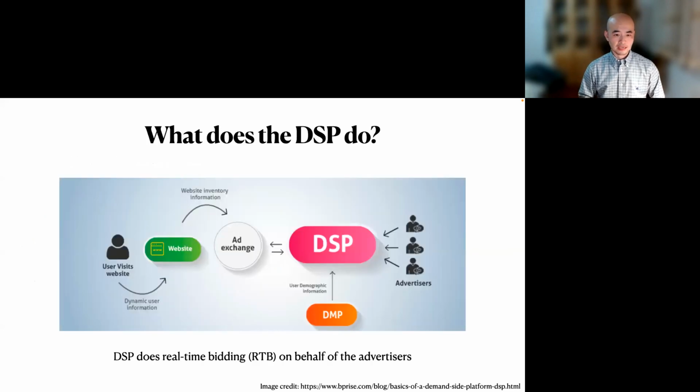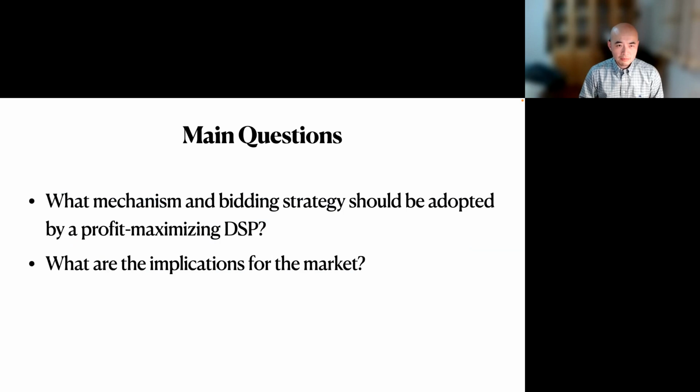As I said, one of the main roles of DSPs is that it does real-time bidding on behalf of the advertisers to the auction taking place at the ad exchange. In fact, typically a DSP also interacts with the DMP. So in some sense, it provides a certain collective service to the advertisers. In the real ad market, the advertisers rarely bid directly to the ad exchange. So the main question we ask in this talk is what mechanism and bidding strategy should be adopted by a profit maximizing DSP? And given the answer to this question, what are the implications for the advertising market?